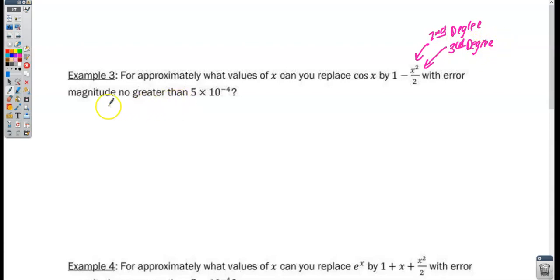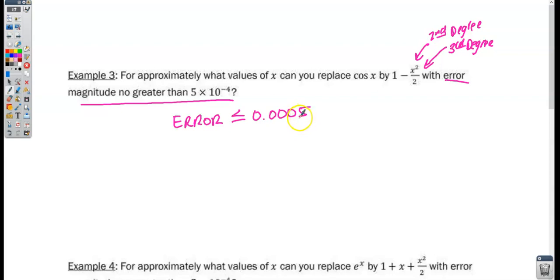Now, what this problem says is we want the error magnitude to be no greater than 5 times 10 to the negative fourth. So our error needs to be smaller than 5 times 10 to the negative fourth, which is... did I go 1, 2, 3, 4? Yeah, I needed to count my zeros there. 5 times 10 to the negative fourth. So we want our error to be less than or equal to that value.